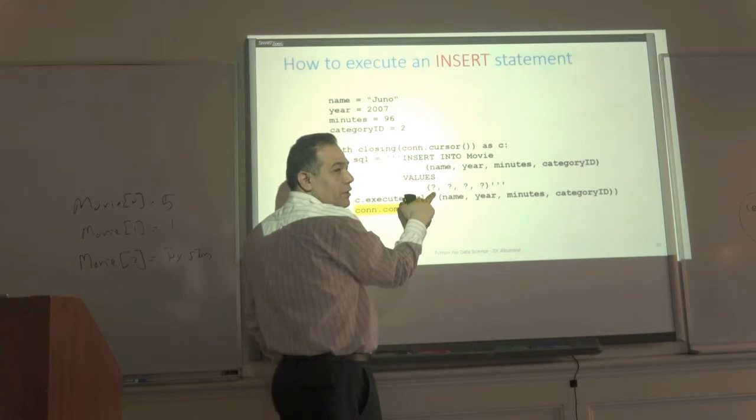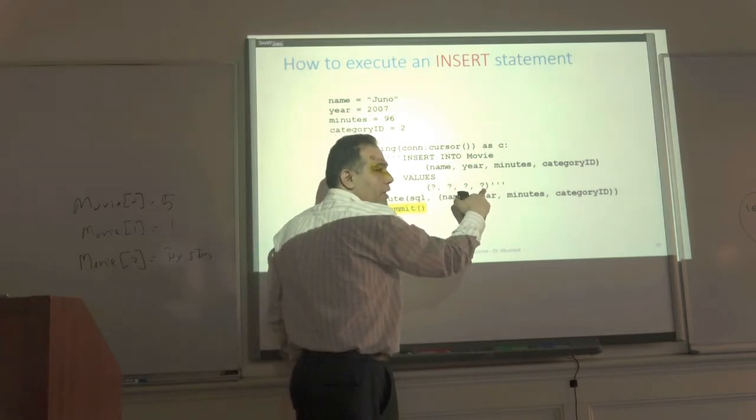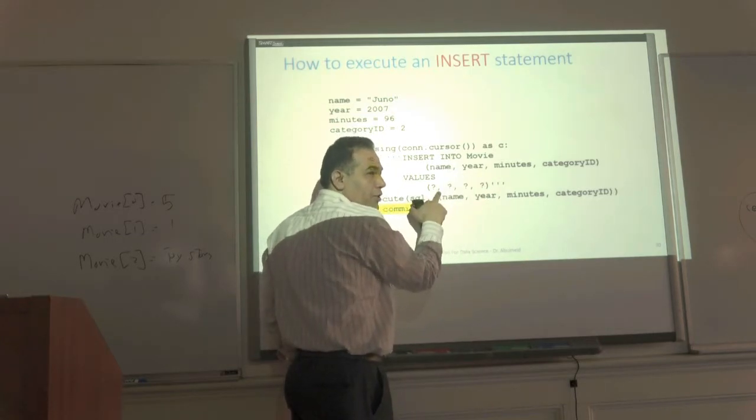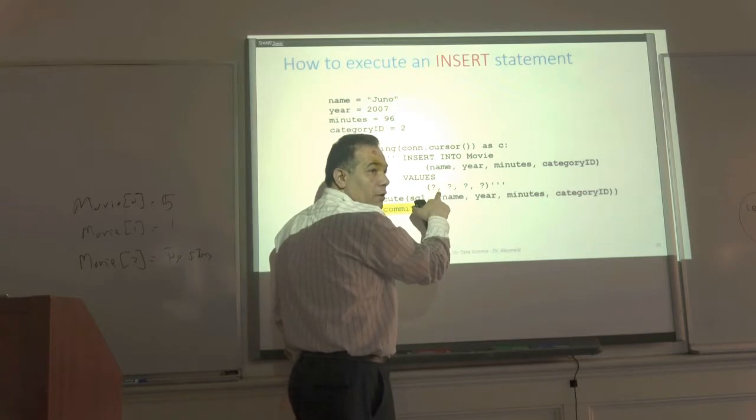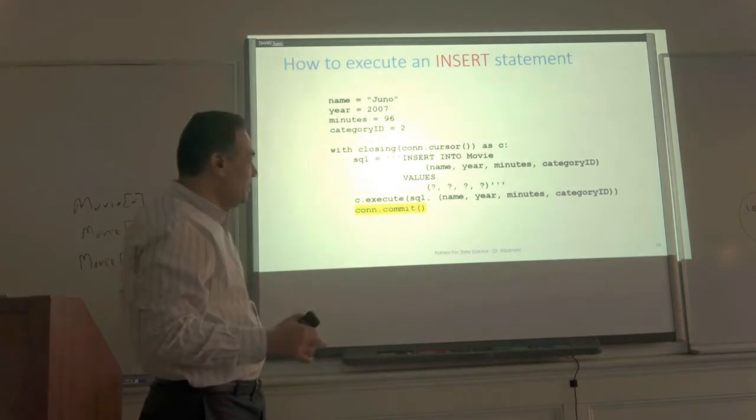And here what I did. How many variables do I have? 4. Do I have to include a comma at the end? No. If I have only one, do I have to include the comma at the end? Yes. Why? You don't know. I don't know, right? Okay, that's how they designed it.